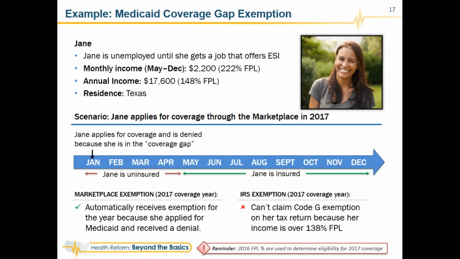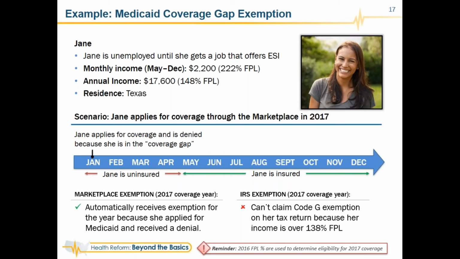So it matters whether we're looking at this prospectively in the marketplace application process or retrospectively based on actual income in the IRS process. If we're just looking at it retrospectively, then the IRS's position is going to be, you know, you have income over 138%. They're not going to look at months where you didn't have any income and grant an exemption for those particular months. Okay, so that's why it's important for Jane to fill out an application.